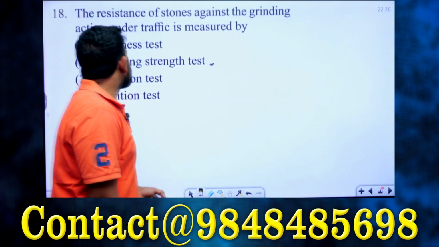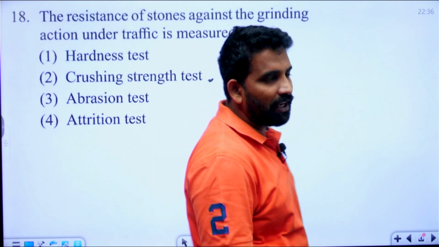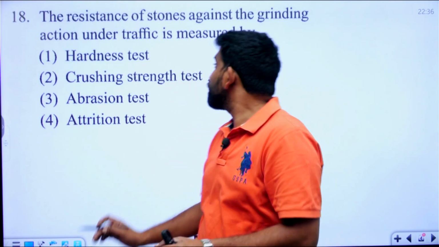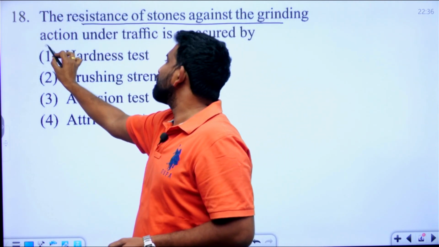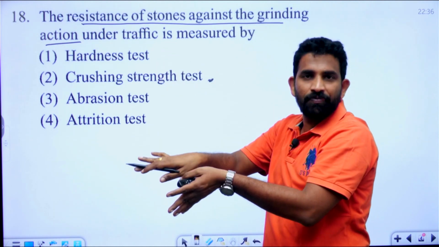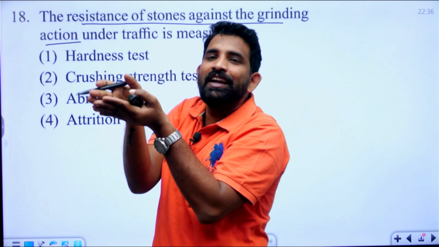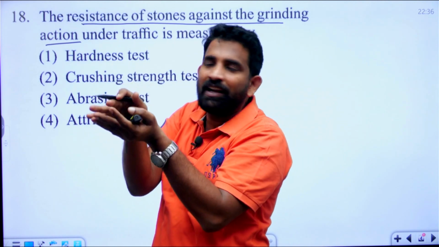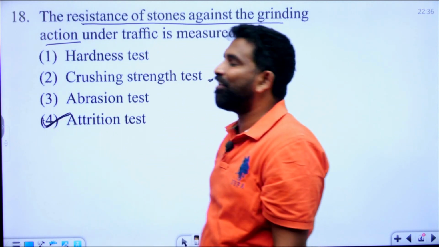Okay, now let us see the next question. The resistance of the stones against the grinding action under the traffic is measured by? Grinding action is nothing but attrition, which happens between the aggregates themselves. Whenever load is applied upon aggregates, a grinding action occurs between two aggregates, which leads to the attrition test. That means it will be checked by what is called the attrition test.